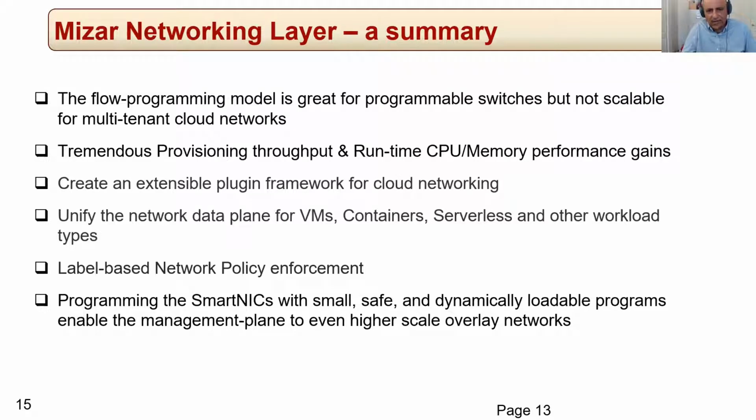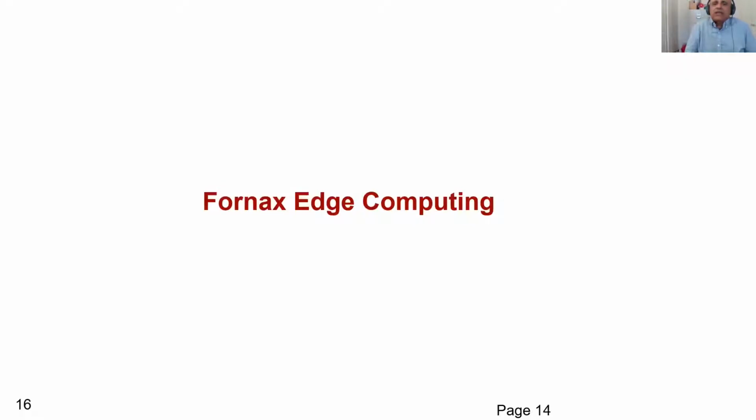And we have additional capabilities such as network policy enforcement, and as I mentioned, our virtualization layer could be easily offloaded to SmartNIC to make it even more efficient. So that's just to summarize. That was our networking sub-project called Mizar, and then I'm going to briefly touch upon the Fornex edge computing project.